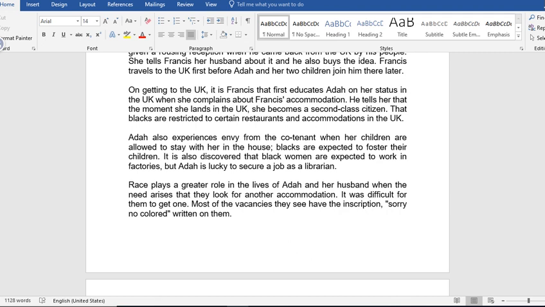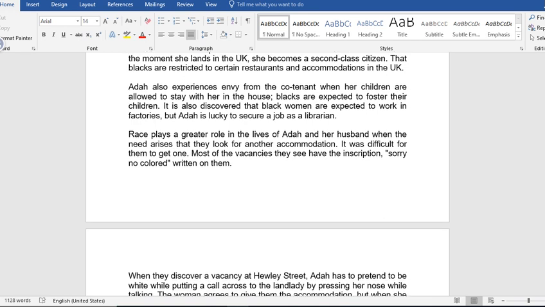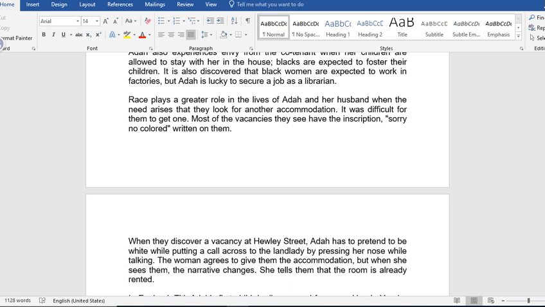Race plays a great role in the lives of Ada and her husband. When the need arises, they look for another accommodation. It was difficult for them to get one. Most of the vacancies they see have the inscription, "Sorry, no colored," written on them. That means the accommodation is not for the black.